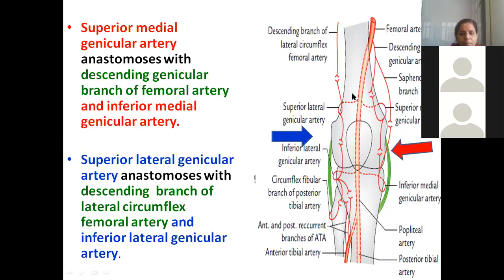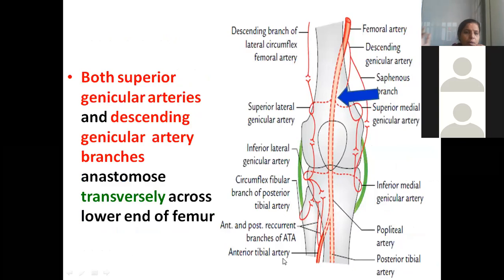Okay, beta? I'm repeating, on the medial side, we have superior medial genicular, inferior medial genicular, easy. Apart from that, you have descending genicular branch of femoral. Laterally, you have superior lateral genicular, inferior lateral genicular, easy. Apart from that, we also have descending branch of lateral circumflex femoral. Then both superior genicular arteries and descending genicular artery branches also anastomose transversely like this across the lower end of the femur.